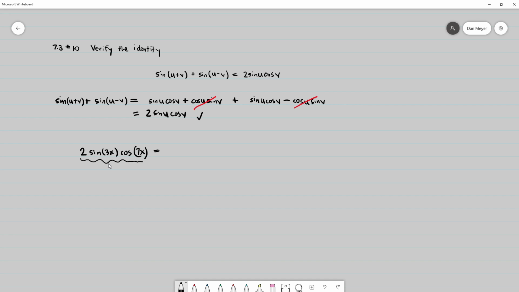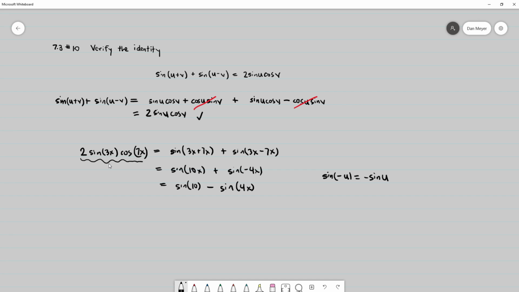And supposing that whatever mathing we're trying to do, we're not able to do it easily to this expression, we might think about using this formula in reverse and writing this as sine of 3x plus 7x plus sine of 3x minus 7x, and that would give us sine of 10x plus sine of minus 4x, which is sine of 10x minus sine of 4x using the formula for negatives. Remember, sine of negative u is negative sine of u. That's one of our formulas for negatives.